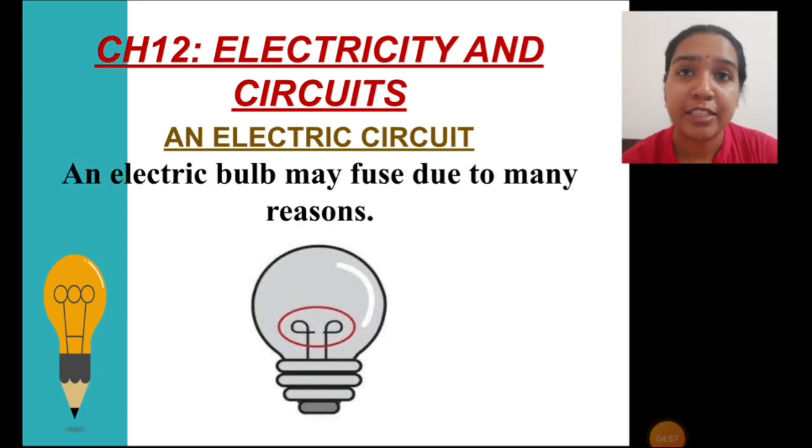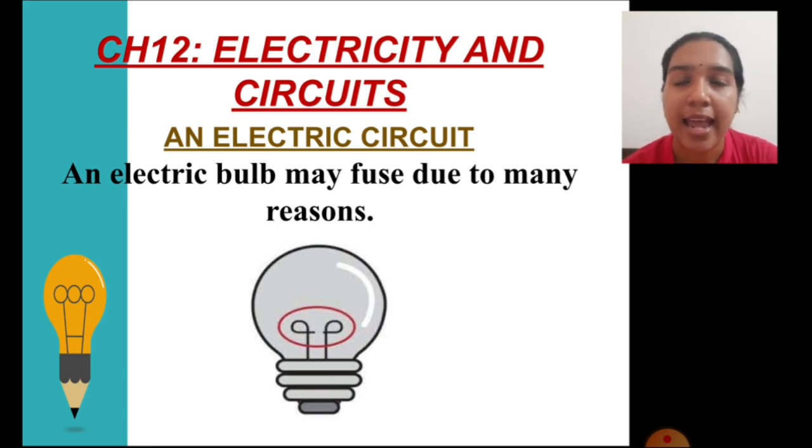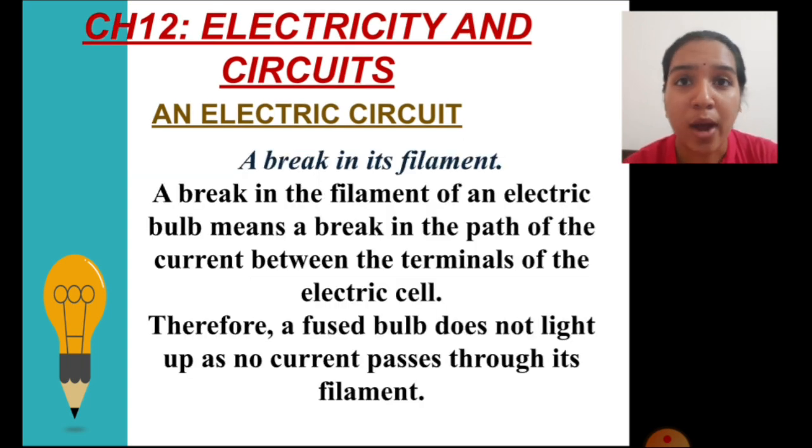But for the bulb to become fused, there are many reasons that we will learn slowly. But one such important reason for a fused bulb is a break in its filament. That means there is a break in the path of the flow of electricity between the terminals of the electric cell. And that is why a fused bulb does not glow, as no current passes through its filament.